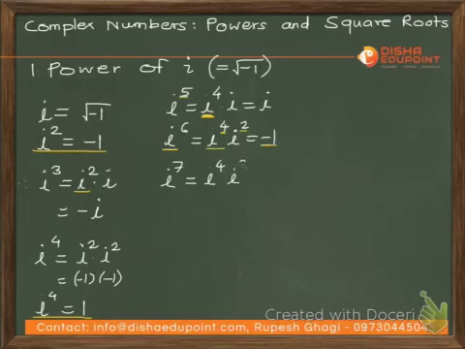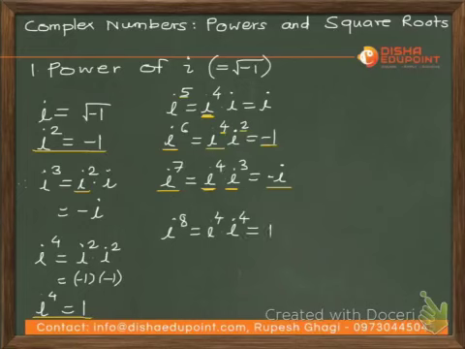Now i to the power 7 is equal to i to the power 4 into i cube, right? So i to the power 4 is 1, i cube is equal to minus i, so i to the power 7 is equal to minus i. i to the power 8 will be again i to the power 4 into i to the power 4, that is 1 into 1, and that's why 1.